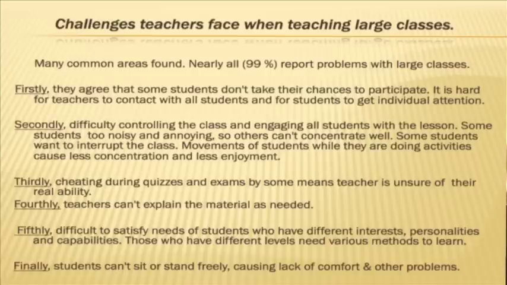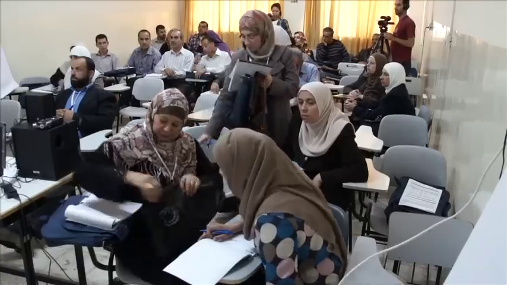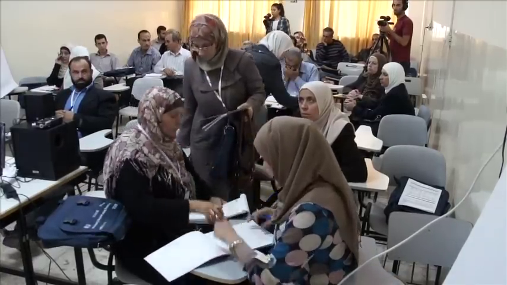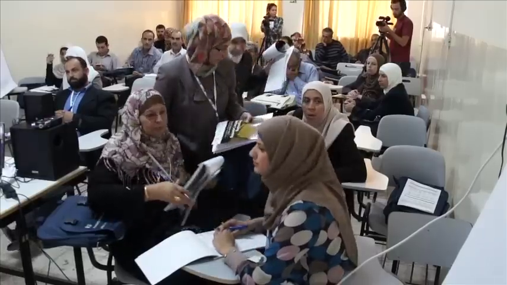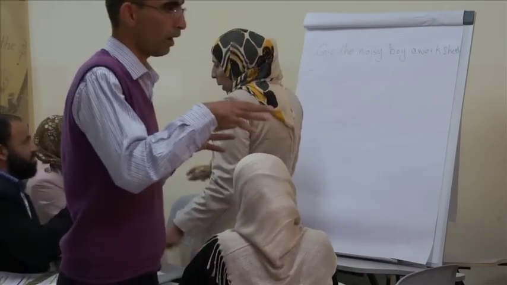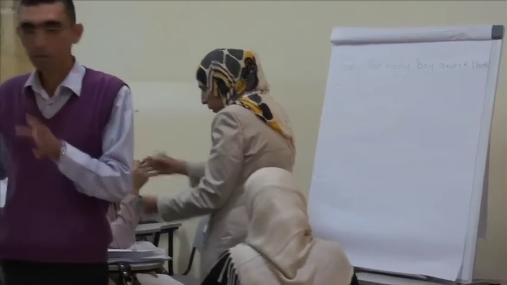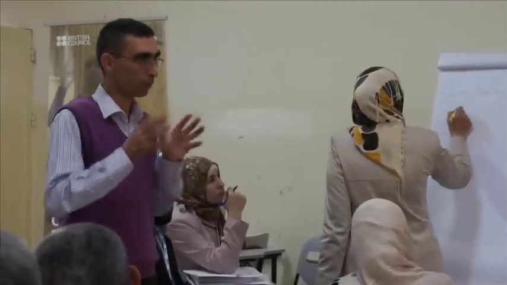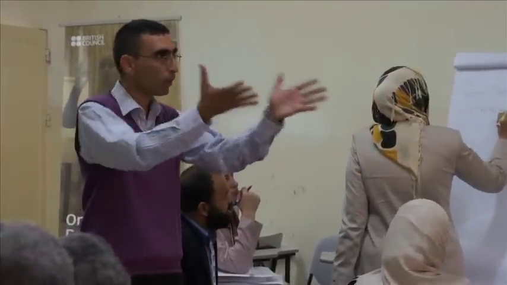So here, the first group, 1, 2, 3, 4, 5, 6. The second group, 1, 2, 3, 4, 5, 6 here. And we will have 4 to 5 groups. Can you please make a group here? I will say, everyone, if you have a problem and you want to give solutions for this problem from your opinion, you can write here.